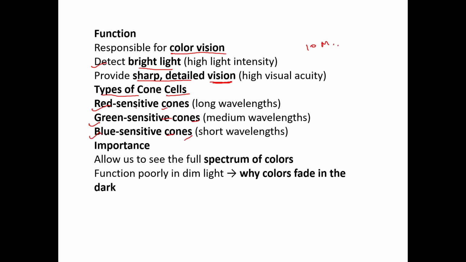So our eye is more sensitive to these colors. We quickly identify red, green, blue, right? What is the importance? They allow us to see the full spectrum of color. Cones function poorly in dim light, but why do colors fade in the dark? Because cone cells only sense color.